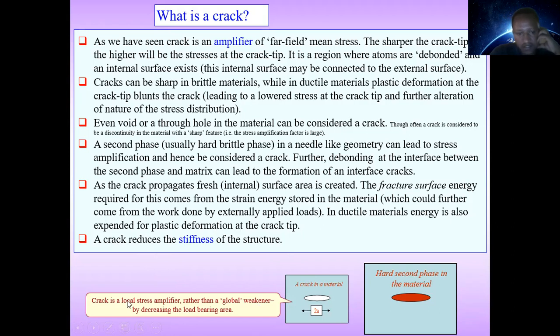So this is a crack of size 2a. A crack is a local stress amplifier rather than a global weakener by decreasing the load bearing area or the load bearing capacity of the structure.